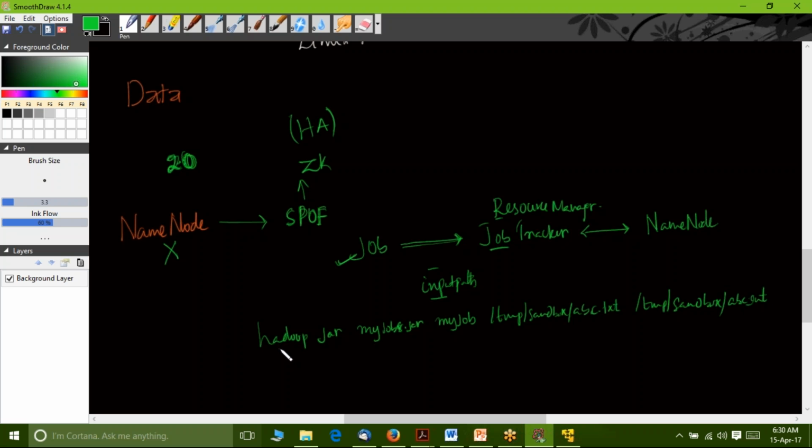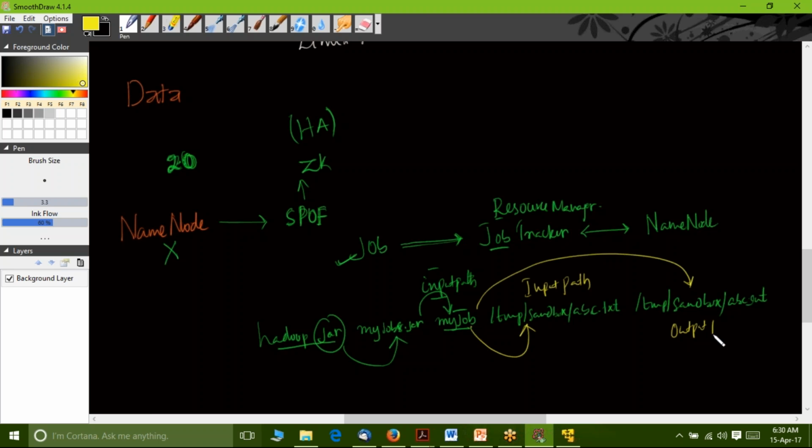So when my intention is to run a jar file, I need to tell where that jar file is located. Inside this jar file, there could be a number of jobs. I need to tell which job is to be executed. And when my job is getting executed, from where I should read the input data, that I should specify. This is called the input path. Where the output needs to be written, that I also need to specify. That is called your output path. This is how you make your job run.